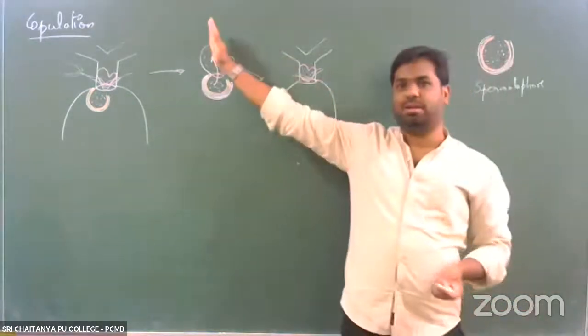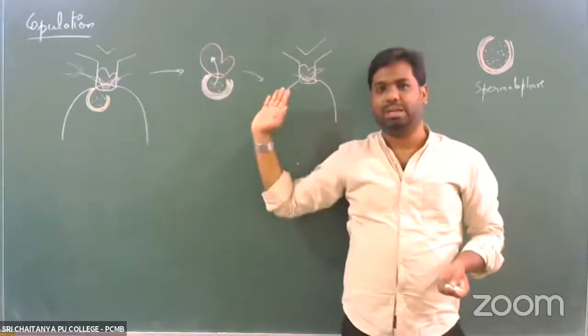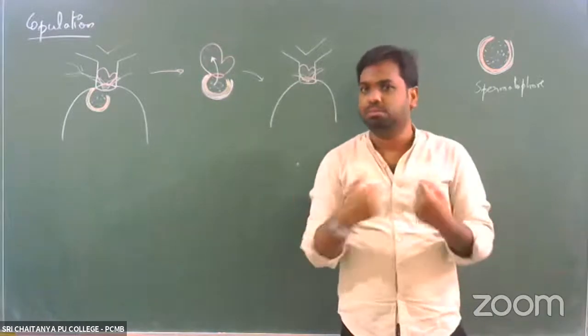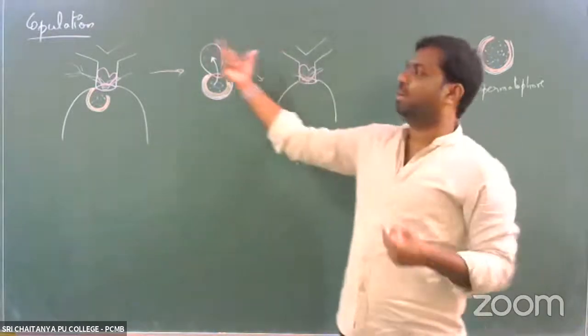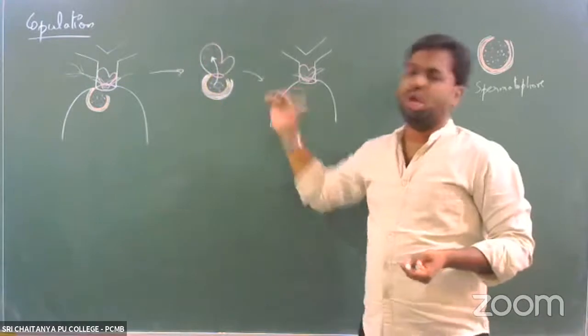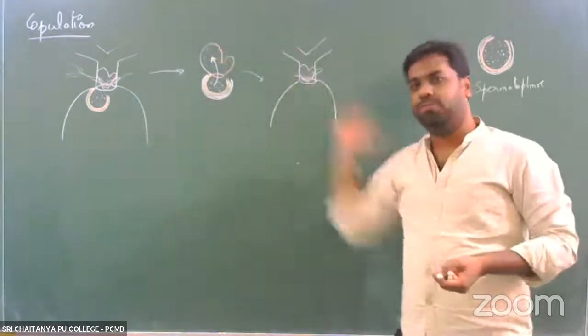Once the sperms have been transferred into the spermatheca, that is the time both the organisms would separate from each other, and that would mark the end of ovulation. After copulation, the next step would be fertilization.